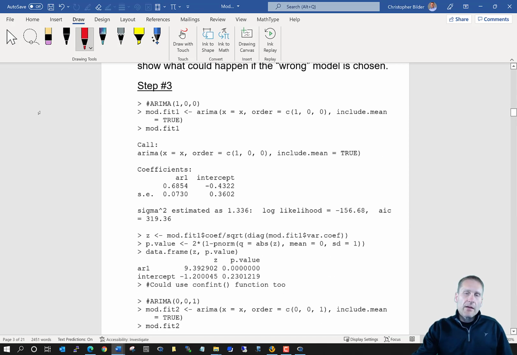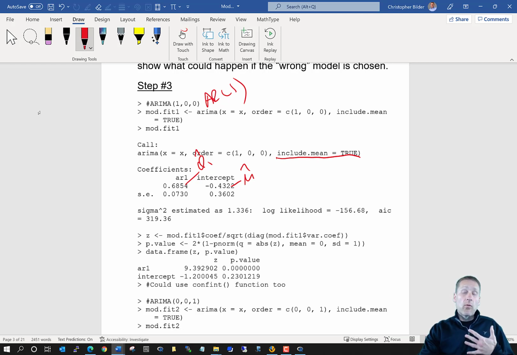Okay. So step number 3, we estimate the model. Here's our AR1. Again, phi hat 1, mu hat. Now, once again, the data was simulated from an AR1 with mu equals 0. But if I didn't know that to begin with, I would always still include .mean equal true so that I still get an estimate for mu.